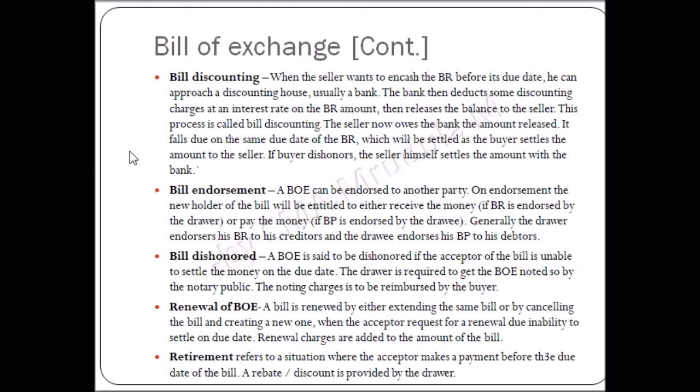While encashing from the bank, the same amount that is mentioned on the bill, a small percentage of the bill amount, which is called discounting charges, is reduced and withheld by the bank, and the balance is paid to the seller. The same amount will be due by the seller on the due date as calculated. That will be settled as the buyer makes the payment to the seller. If the buyer dishonors, the seller himself has to settle the amount with the bank. So, in very simple layman terms, bill discounting is nothing but something like a short-term loan taken by the seller.